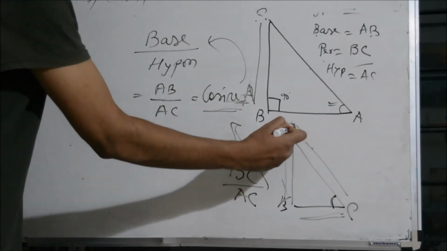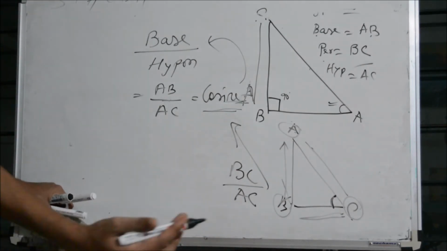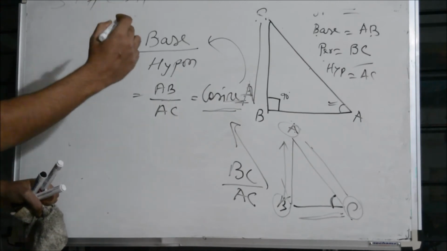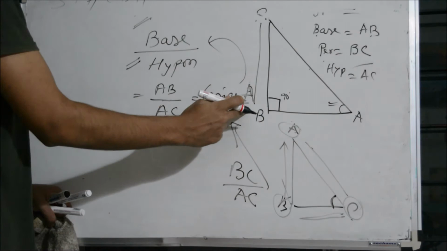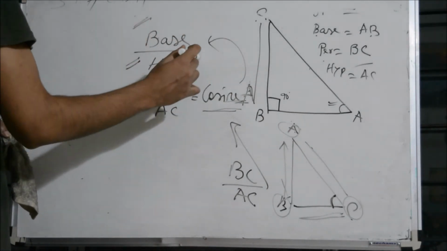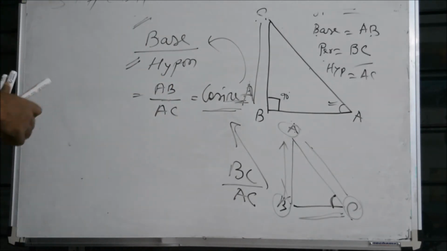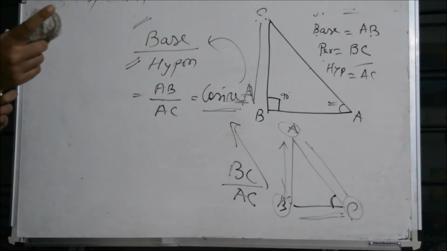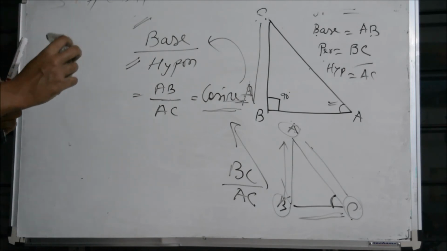Because we are interchanging these angles. We can name them anything, X, Y, Z, M, N, P, Q, R, anything. But the main important thing is base by hypotenuse is cosine of angle A. So we have to remember only this one. This will change the way we take the values. So we got two terms. One is sine of angle A, that is perpendicular by hypotenuse. Next is cosine of angle A, that is base by hypotenuse.